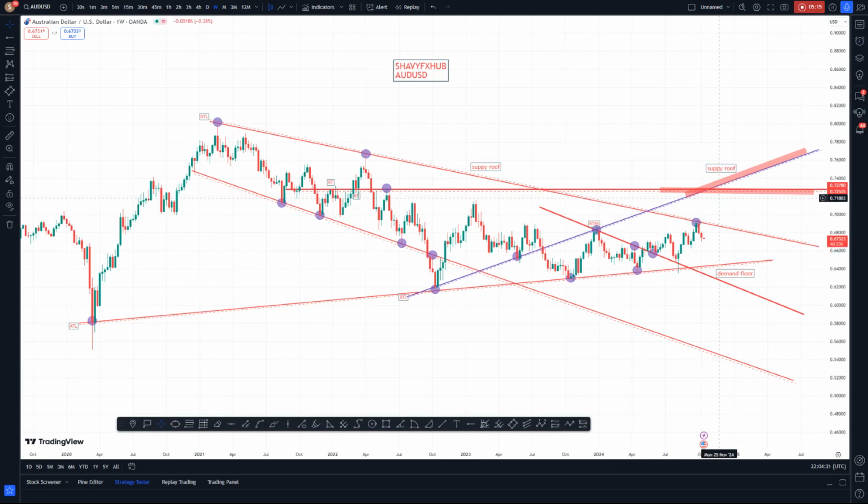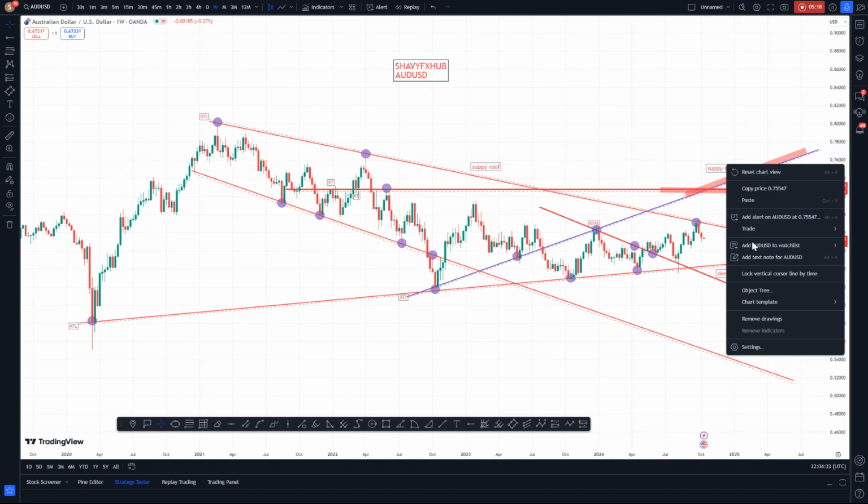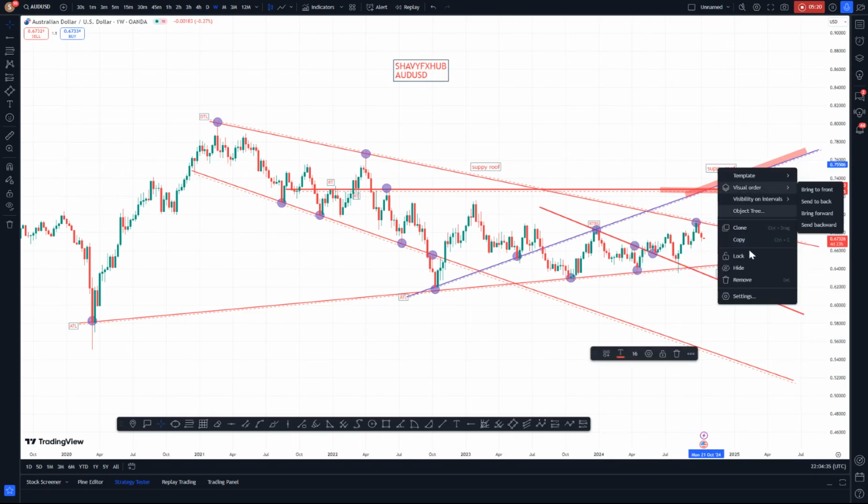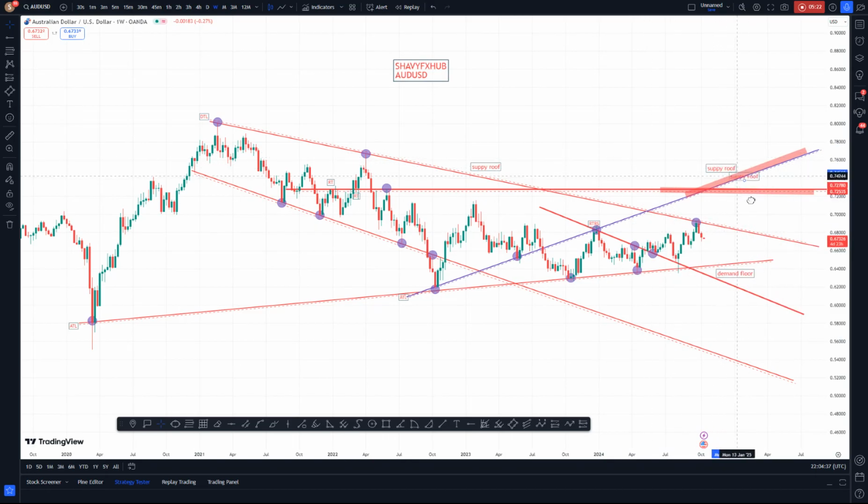So we want price to return here. This is another supply roof. Now we are accumulating supply roofs where price could technically be pummeled. So if price gets to this level, we expect a panic, the sellers beating to do what they do best. This is another supply roof. This is a demand floor.